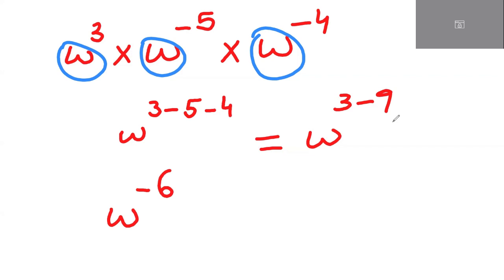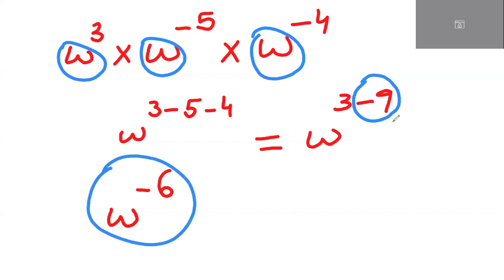How is minus 6 there in the power? Because you can see there is a negative sign with 9 and 3 has a positive sign. So plus and minus, it will be minus. Right? And the sign of the bigger integer will come. What is the bigger integer here? 9. What is the sign of 9? Minus. So that is why 3 minus 9 will give you minus 6. This is the final answer. w raised to the power minus 6.